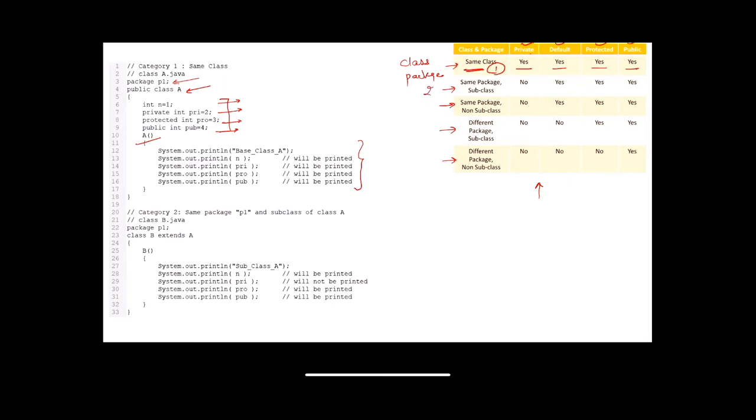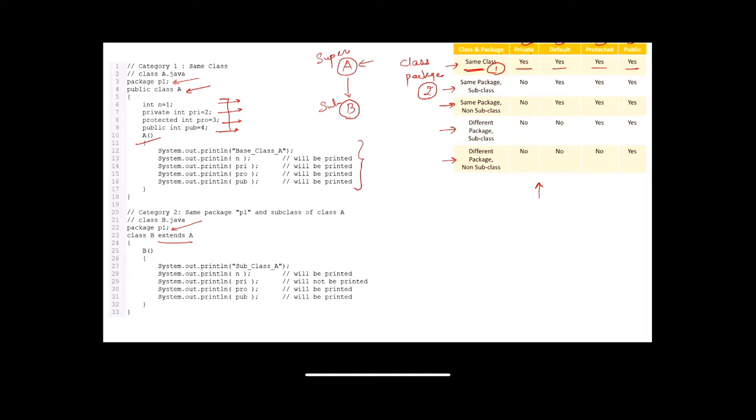In the second category, I'm having same package and subclass. A subclass is basically when you have a class A and your B class is trying to access all the variables that are present in A. So over here, A becomes my superclass and B becomes my subclass. Now you can see I'm having the package P1, which I was having for class A as well. So this is basically the same package. My class A and class B belong to the same package P1. And over here you can see my class B is inheriting my A class.